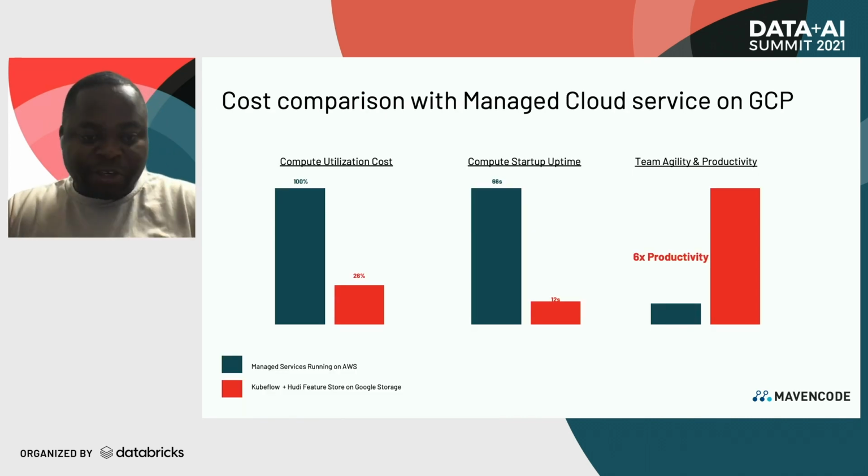Thank you, Charles, for that detailed overview of how we do infrastructure-agnostic machine learning workload deployment here at Moving Code. Next, we're going to talk about cost comparison with managed cloud services on AWS.